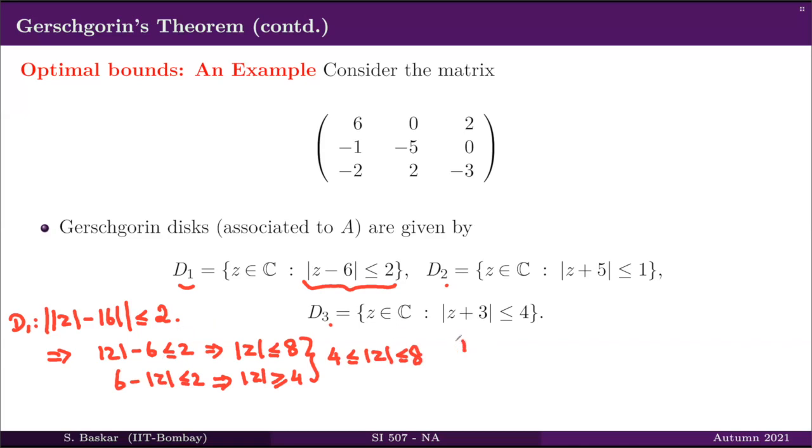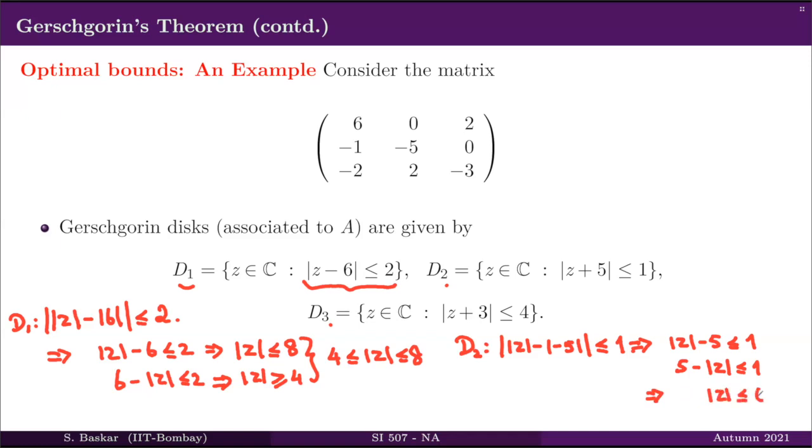Let us see what happens with D2. For D2, again, we can use the triangle inequality to write mod of mod Z minus mod minus 5 is less than or equal to 1. And that can be rewritten as mod Z minus 5 is less than or equal to 1. And 5 minus mod Z is again less than or equal to 1. Combining these two, we can get mod Z is less than or equal to 6, and it is greater than or equal to 4, right?